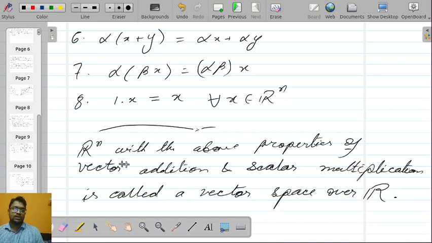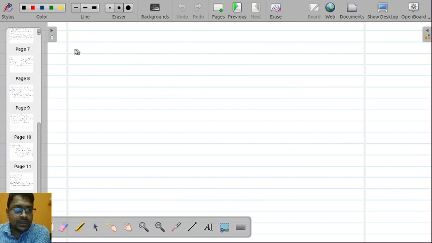So R to the power n with the above properties of vector addition and scalar multiplication is called a vector space. It also has a special name: we will call it Euclidean space. But before that we will require the concept of distance between 2 points. Once we define the distance between 2 points, we will have something called Euclidean space.